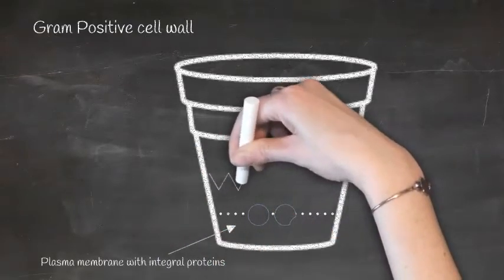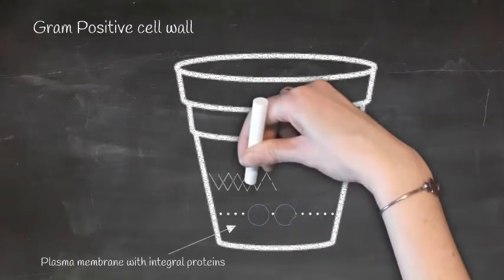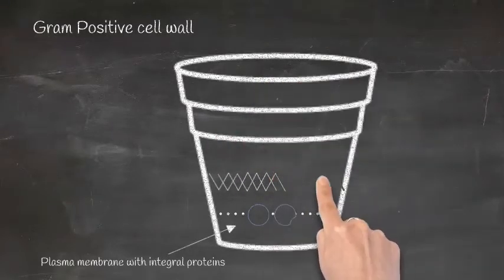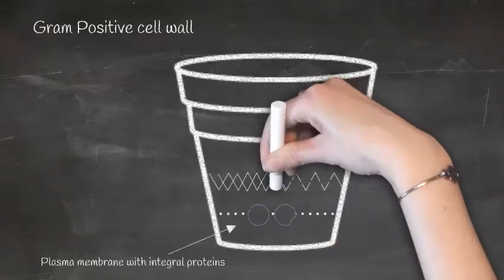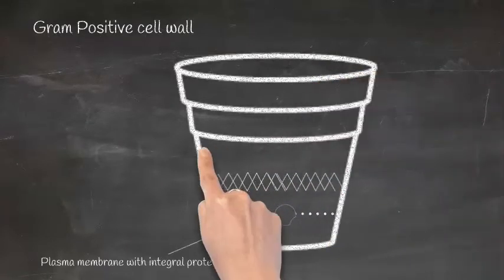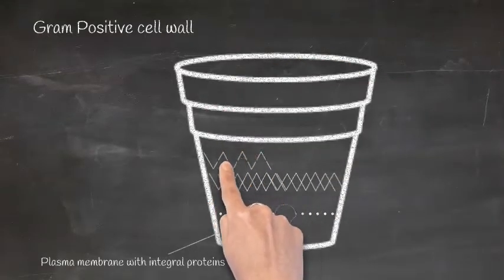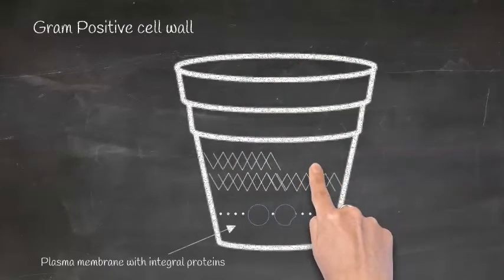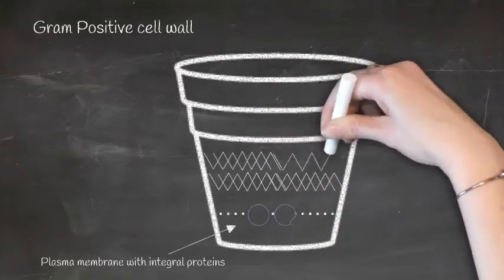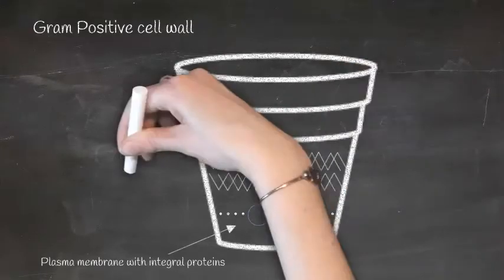And then above that, we've got the peptidoglycan. Now, the peptidoglycan is a very thick protective layer, which could also be called a murein layer. This layer consists of glycan chains of alternating N-acetylglucosamine, NAG, and N-acetylmuramic acid, NAM. So these two chains alternate and they make up the peptidoglycan layer.